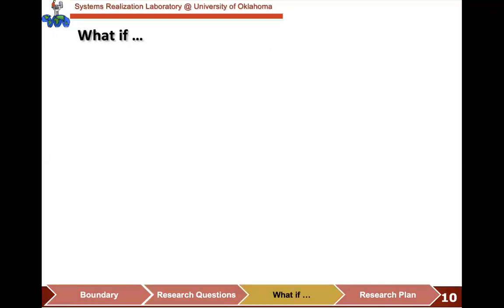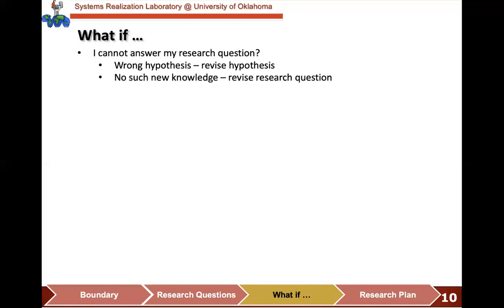Then we may meet some difficulties. We need to answer some questions. What if I cannot answer my research question? So maybe we have a wrong hypothesis. We need to revise those hypotheses. Or maybe there's no such new knowledge. It's mathematically wrong. So we need to revise our research question. Or the boundary is huge. It takes far more than 5 years. How about answering it partially in your PhD?